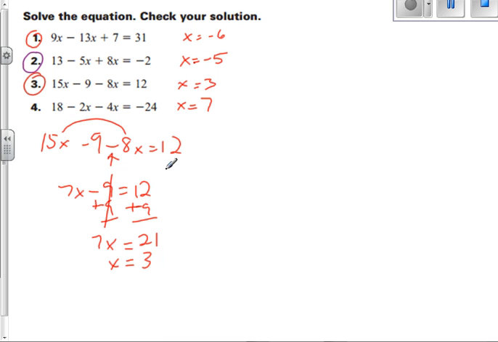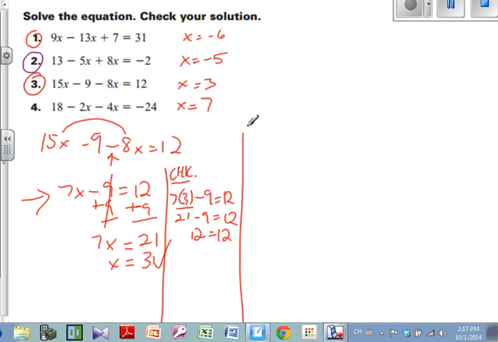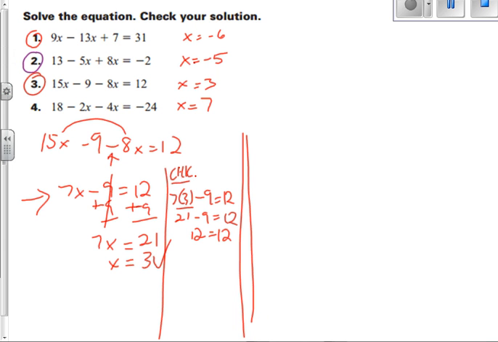So let me do my check real quick. I'm going to start from this point right here. So I have 7 times 3 minus 9 is equal to 12. 7 times 3 is 21, minus 9 is equal to 12, and 12 is equal to 12. The check works out, therefore I know my answer for x is correct. So now I'm going to change pens here. All right, and we'll go purple again.